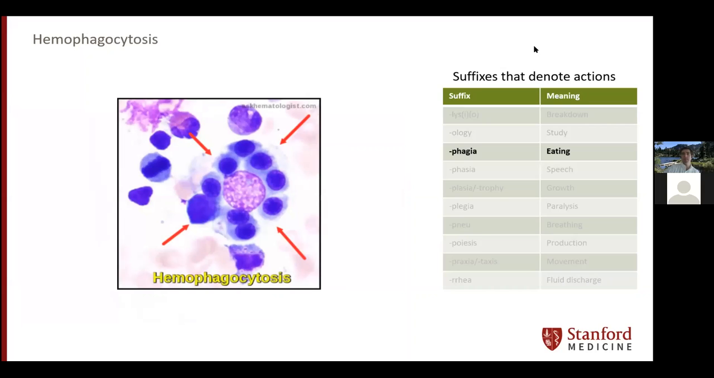Or here is a picture of hemophagocytosis. So hemo, blood, phage, which is eating, and cyte, which is cell. And so this picture here is a macrophage, which is this sort of light purple here, which has eaten a whole lot of blood cells. And this happens to protect our bodies, to try and prevent diseases, as well as to eat up things that are no longer necessary in the body.